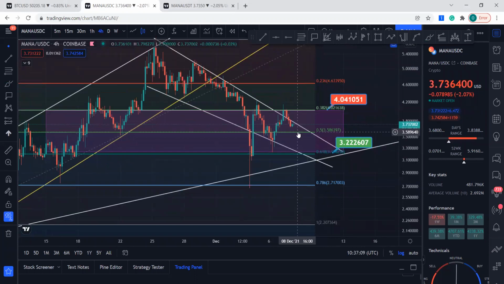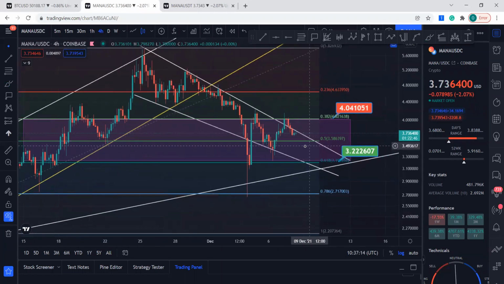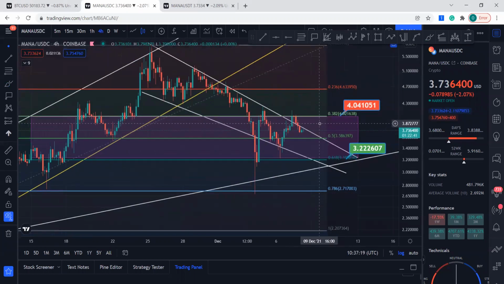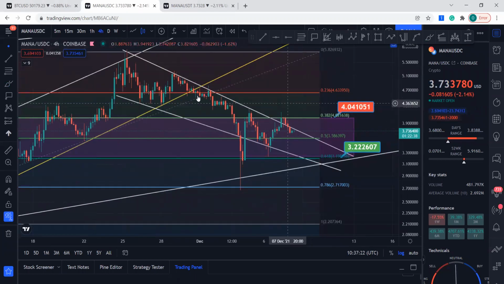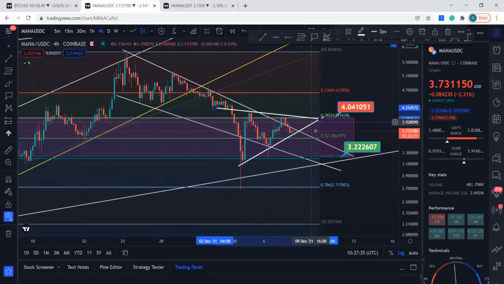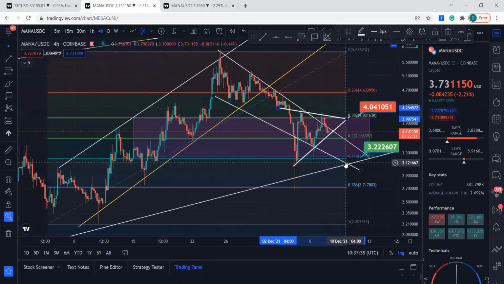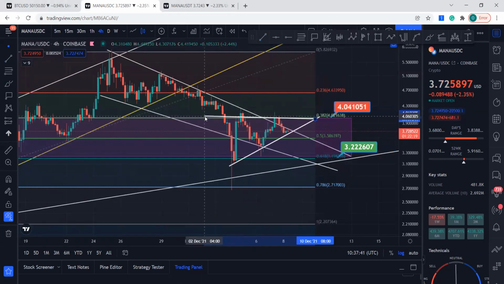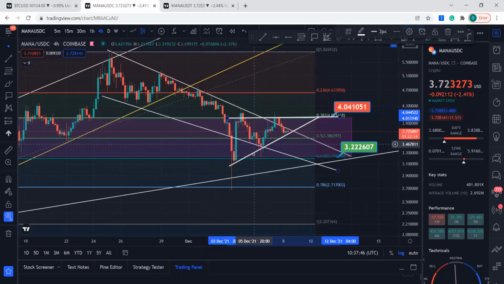If it falls and breaks this area, it will come back and retest the $3.22. But the most important thing is we want to break the 0.382 level, and then bulls can take control for Mana Decentraland. But you can also see something like that being formed. This is a bullish pattern that's being formed right now. You could see it as a symmetrical triangle, or you could also see it as an ascending triangle.